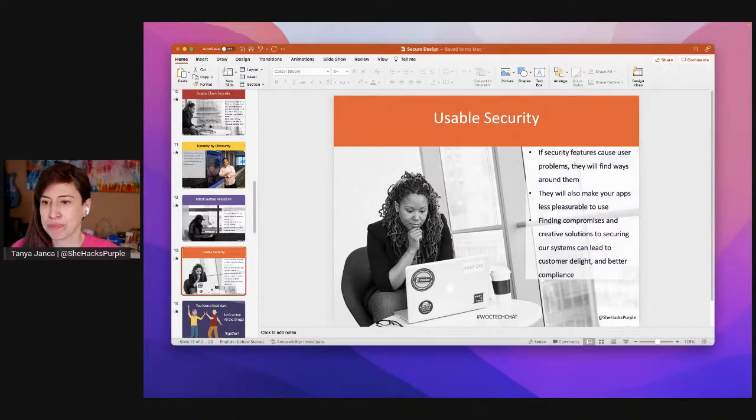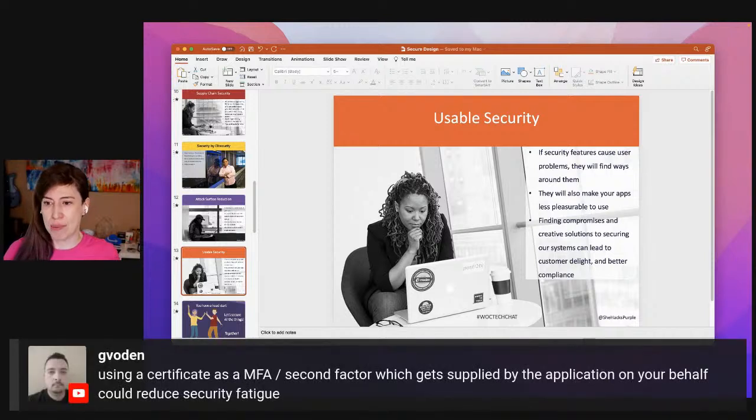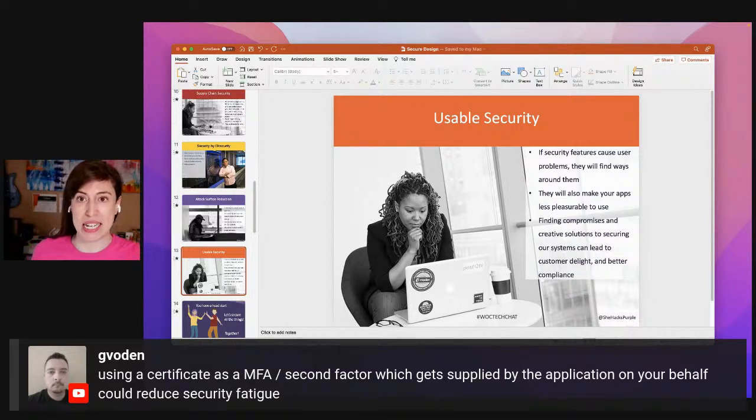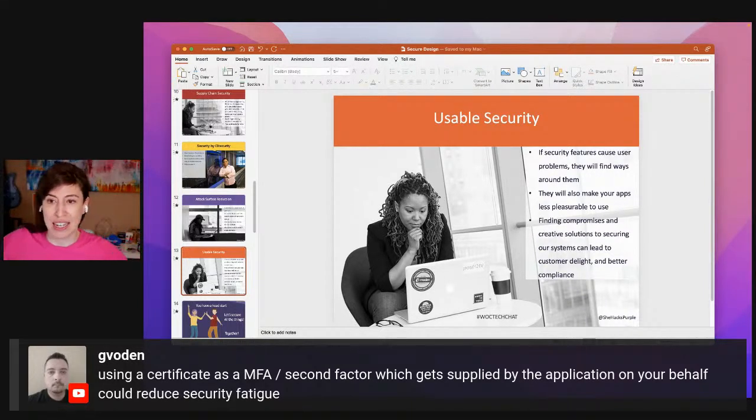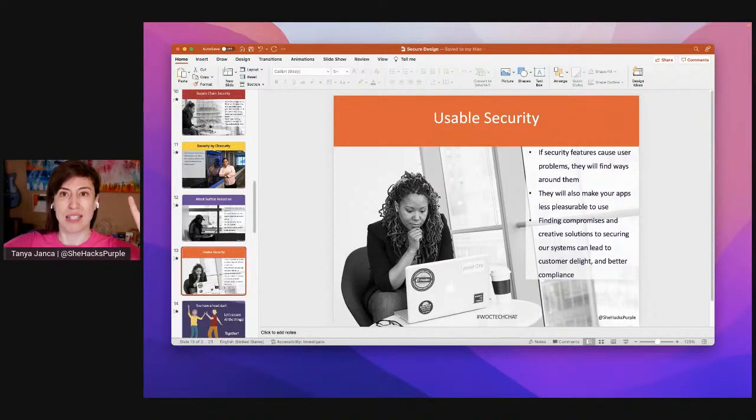G. Voden says, using a certificate as MFA second factor, which gets supplied by the application on your behalf, could reduce security fatigue. Yes. I used to work at an IT company, and every single person did IT. Usually I do IT at a company that does other things. And this was not Microsoft, this was another place. Whenever I would walk into the building, there was a cert that would automatically wirelessly connect me to the internet and authenticate me. I still had to sign into the network, but it would authenticate my device immediately. And so we had MFA like that, and it was really cool.